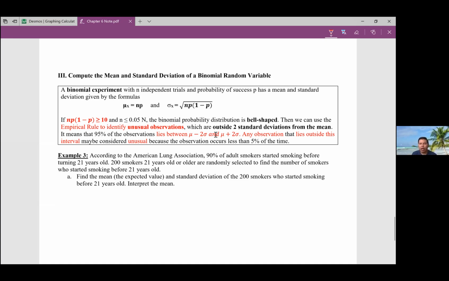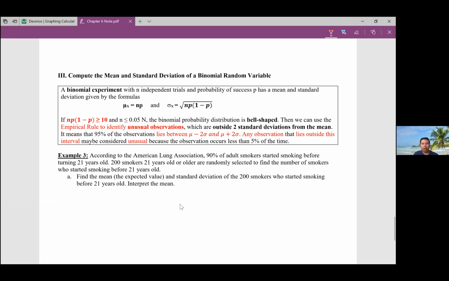All right. So any observation that is outside 2 standard deviations of the mean is considered to be an unusual observation, meaning that almost 95% of the observations will lie between mu minus 2 sigma and mu plus 2 sigma. So any other observation to the left of that or to the right of that will be considered an unusual event. Okay, that's what it is. Because the chance of that occurring will be less than 5% of the time. So that's why we consider it an unusual observation. Two standard deviations is good enough to contain everything.